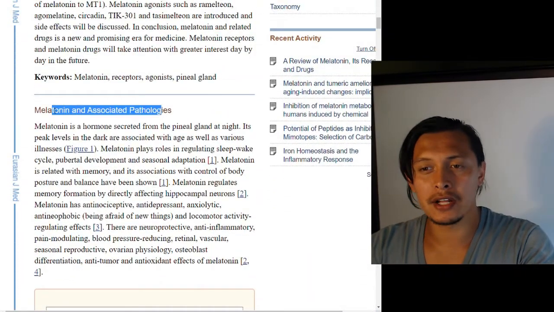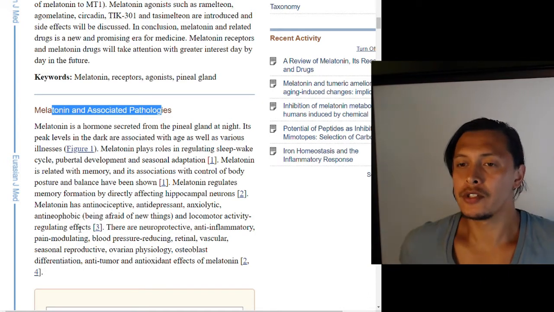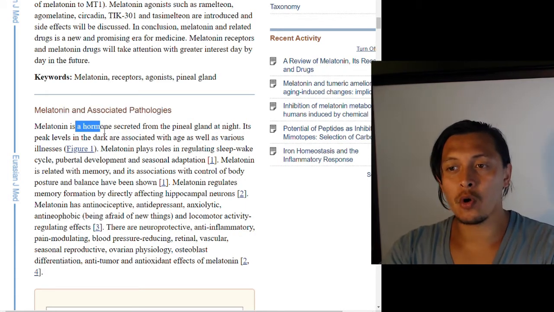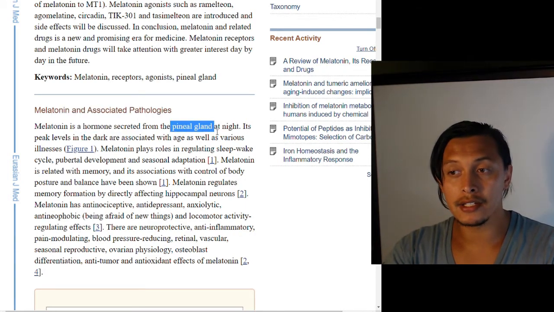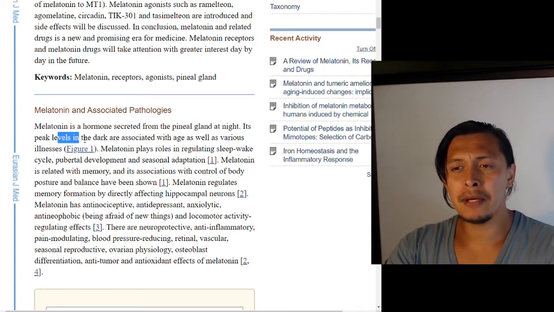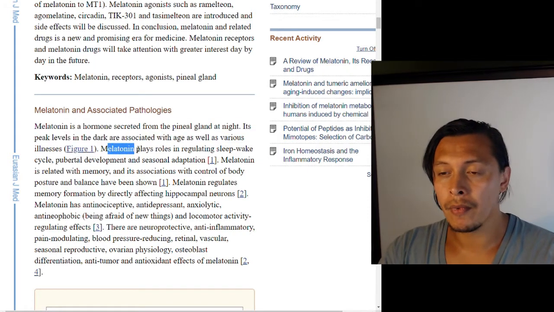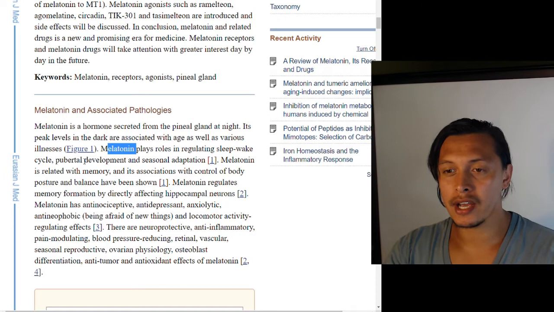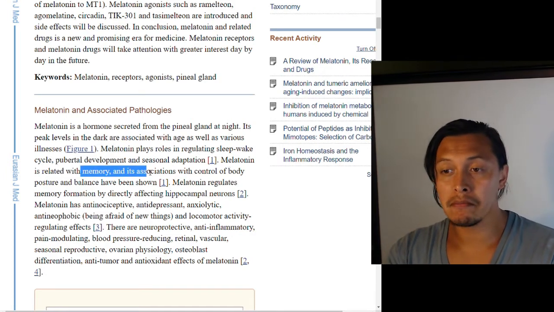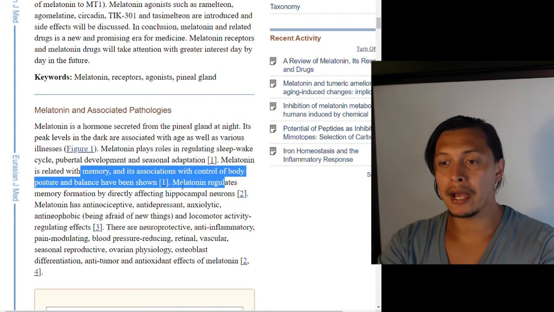So this is melatonin and the associated proteins, and I'm probably going to stop at around 1 hour because this is getting a little long. So melatonin is a hormone secreted from the pineal gland at night. Its peak levels in the dark are associated with age as well as various illnesses. Melatonin plays a role in the sleep-wake cycle, pubertal development, and seasonal adaptation. Melatonin is related to memory, and its associations with control of body posture and balance have been shown.